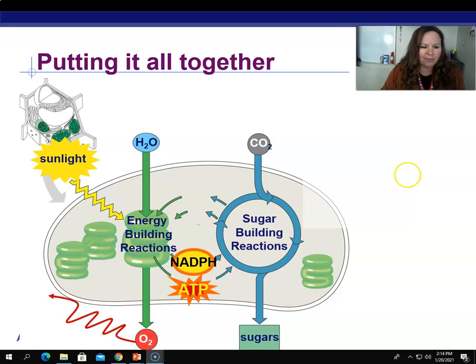Putting it all together, the summary diagram: sunlight helps to fuel our energy building reactions in the thylakoids. Water acts as that replacement of the electrons and H's lost from the chlorophyll. So we water our plants to keep all of this going as well. But we generate oxygen, so that's a plus.